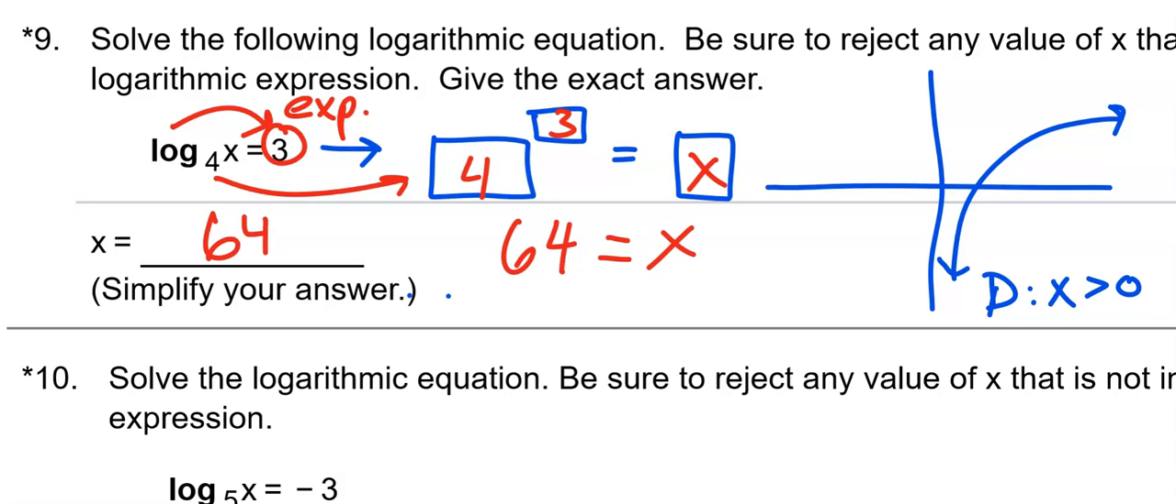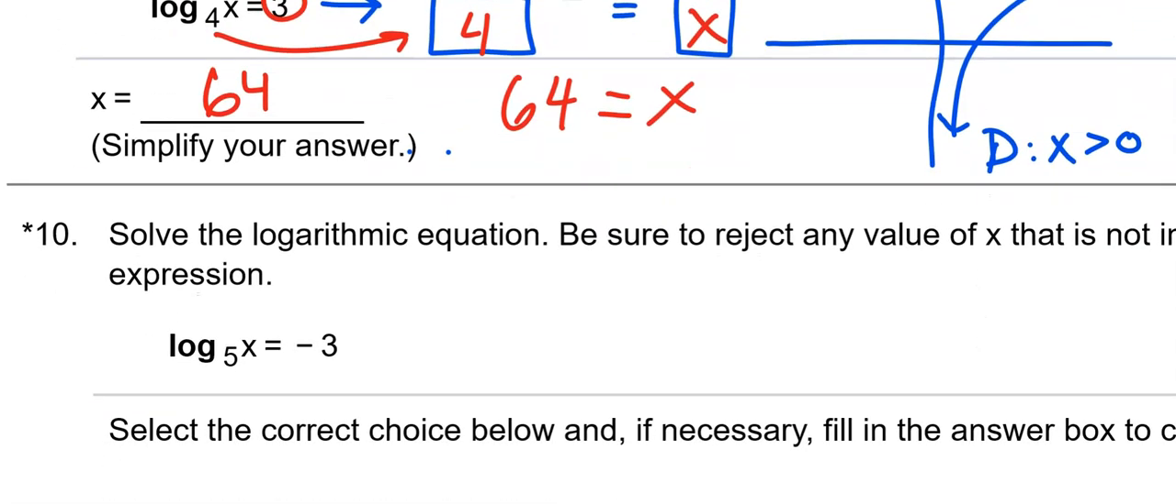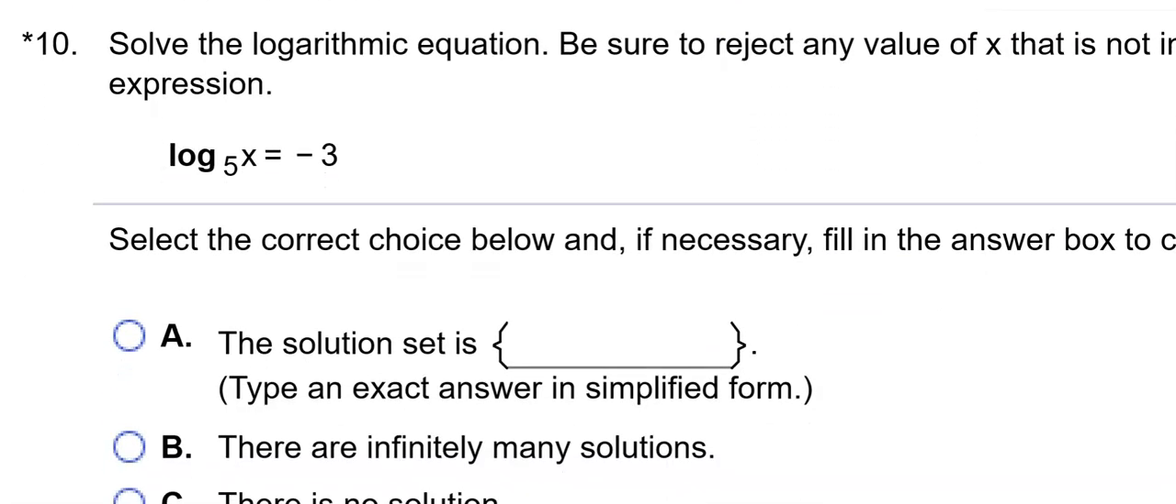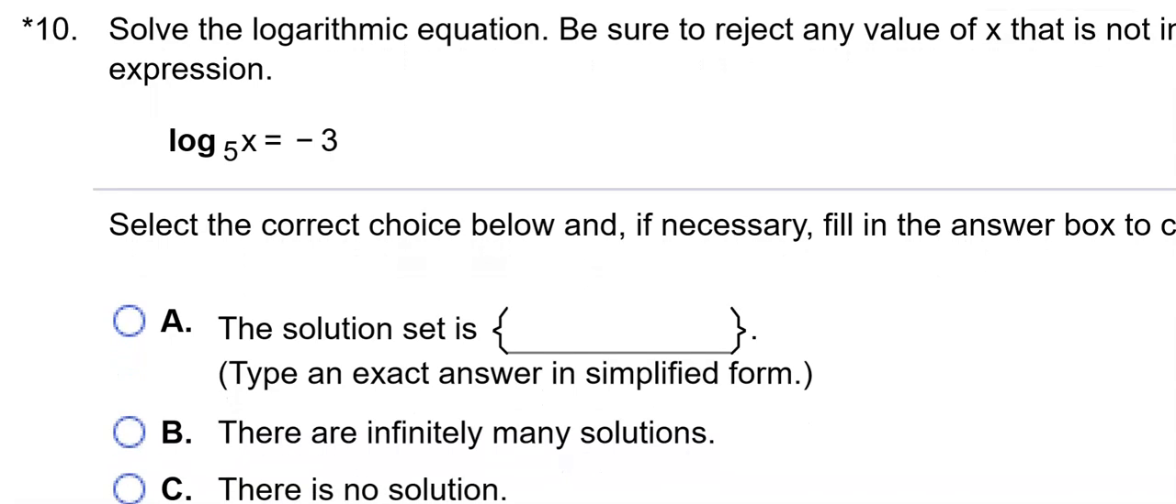We did not end up with a negative number, so we didn't have to do any of that rejecting stuff that they talk about. We very rarely would come across that, but there are situations where it happens. I don't think we'll see many of them.